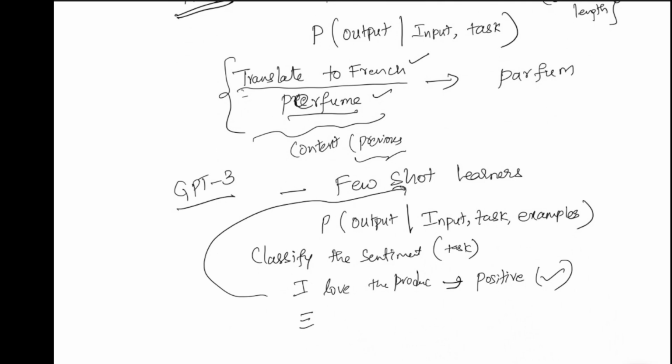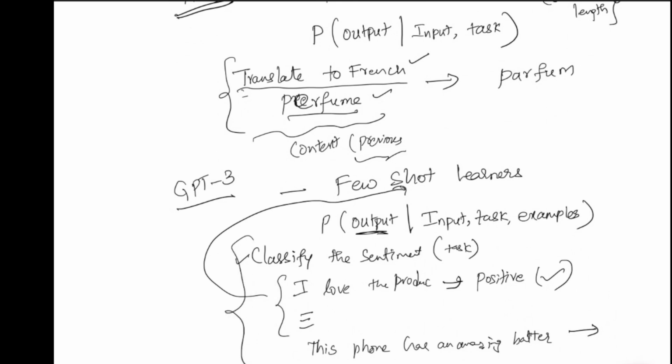So the idea is that the LLM should learn to deal with this task a little better by looking at these few-shot examples. Given a task, given these examples, and then we give the input. Let's say, this phone has an amazing battery. It still needs to predict the next word as output, but the output is conditioned on this context. Remember, this again needs to fall within that k length. In this case, the output that it will probably generate is positive.